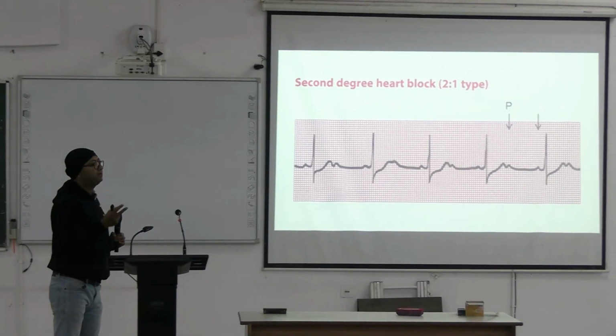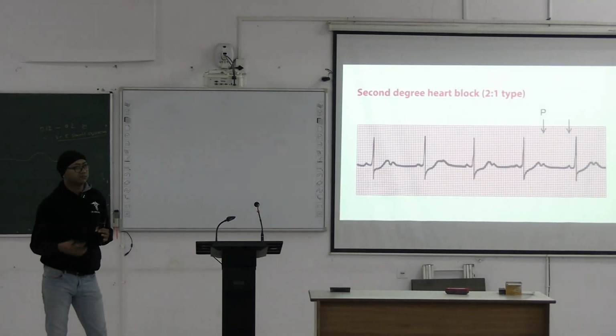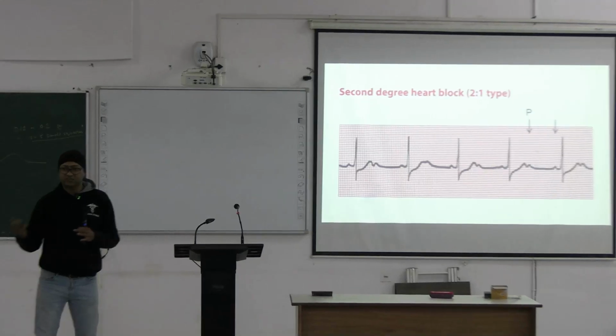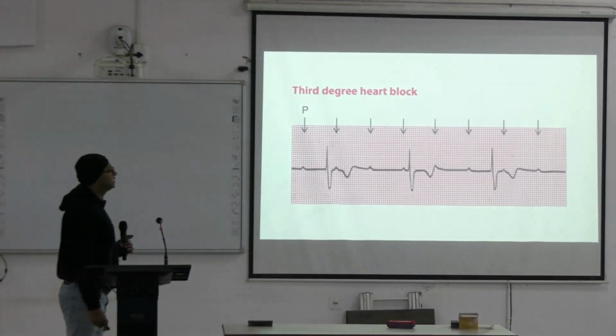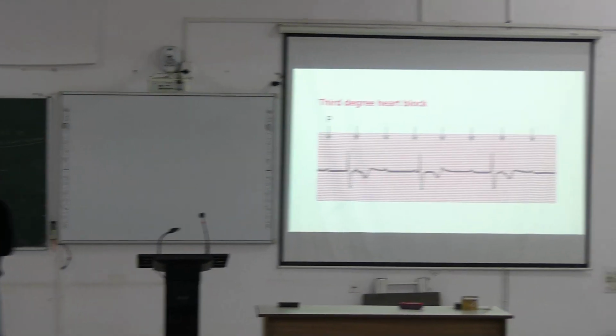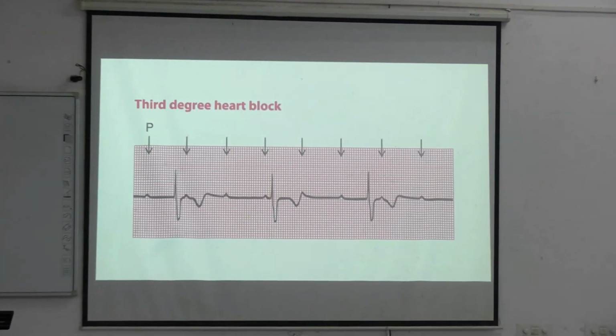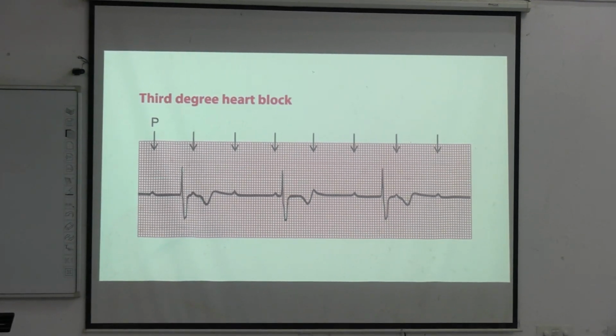For how many P waves we have one QRS complex, depending on that we divide second degree heart block into 2:1, 3:1 in this way, right? Now come to third degree heart block. Third degree heart block is also called the complete heart block, or CHB.